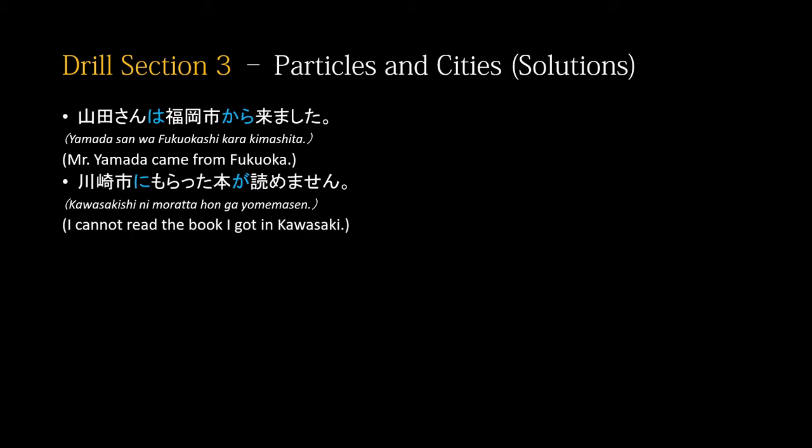Our second sentence is likewise not so complicated. Kawasaki-shi ni moratta hon ga yomemasen. We see here ni that marks the specific point in space, and that is the city of Kawasaki. After that, ga marks the subject, and that is the hon. That is also an integral part of the potential form of the verb yomu, and that is yomemasen, meaning that the book which we got in Kawasaki we cannot read.